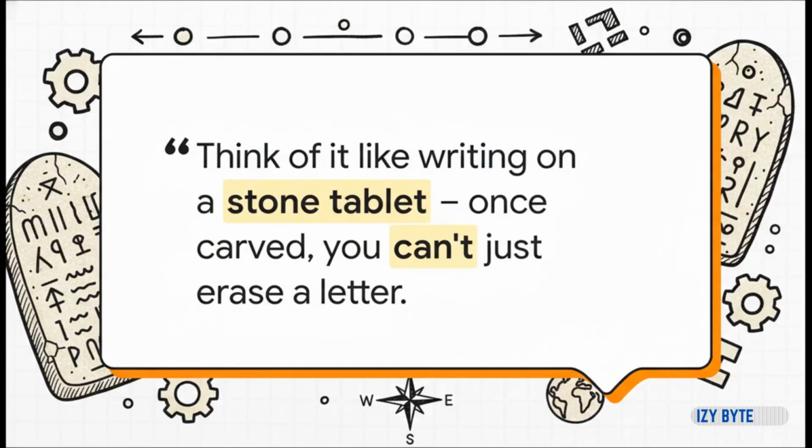And I absolutely love this way of thinking about it. A tuple is like writing on a stone tablet. Once it's carved, it's there for good. You can't just go back and erase a letter. And here's the thing, that's not a bug, it's a feature. It's a guarantee that your data, maybe something critical like GPS coordinates or a historical record, will stay exactly the same and can't be messed up by another part of your code.